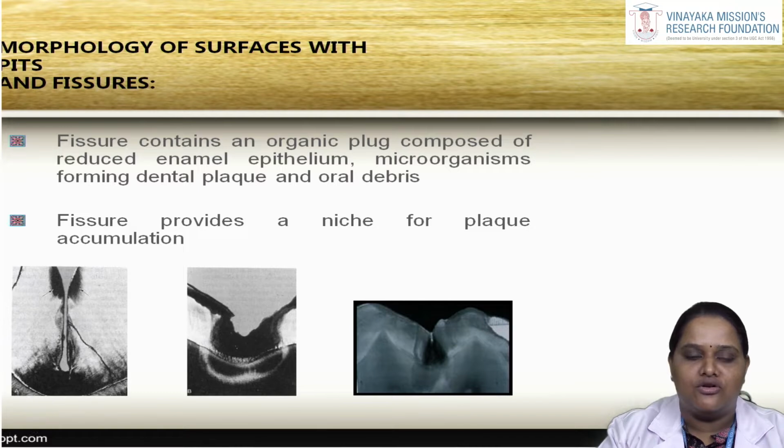Next is about the morphology in depth, seen in a scanning electron microscope, of what the deep pits and fissures contain. The fissures contain an organic plug composed of reduced enamel epithelium, microorganisms forming dental plaque, and oral debris. Moreover, the fissure provides a niche for plaque accumulation. This in turn, if it is not cleaned, might lead to a big cavity and caries.